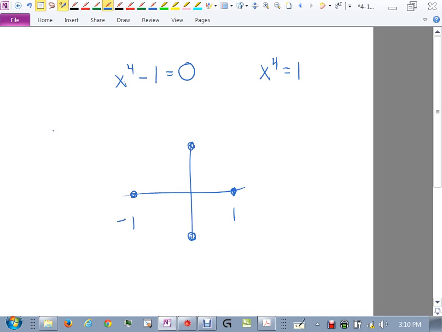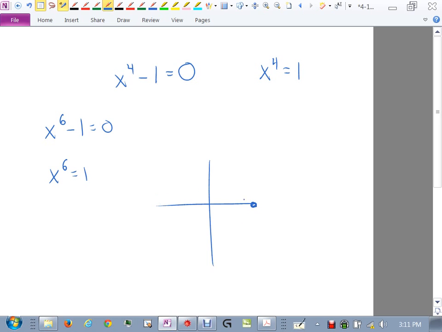If I do x to the 6th minus 1 equals 0, then I should have 6 of them. So x to the 6th equals 1. I should have, well, 1 and -1 work, right? But I'm supposed to cut up this 2 pi into 6 different pieces, 60 degrees, 60 degrees, so it should work here, right, here, here, and here. Any of those 6 points, if you raise them to the 6th power, you should get 1.